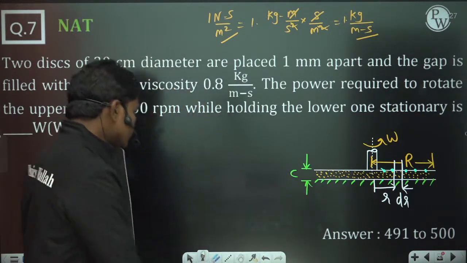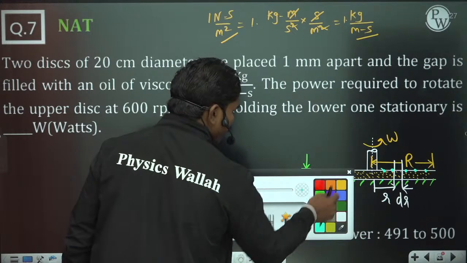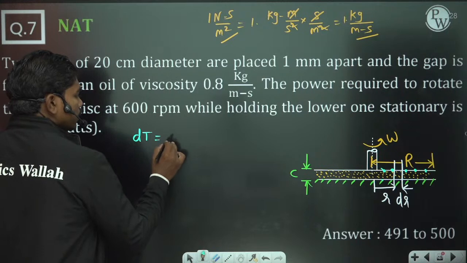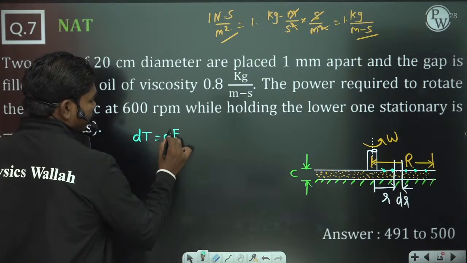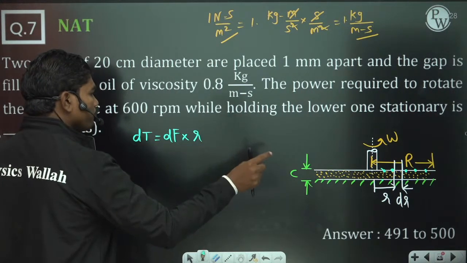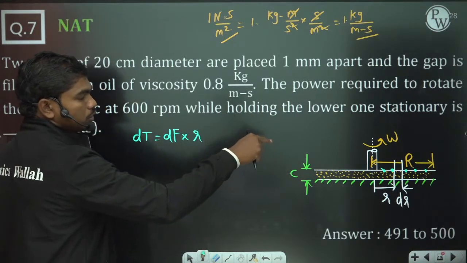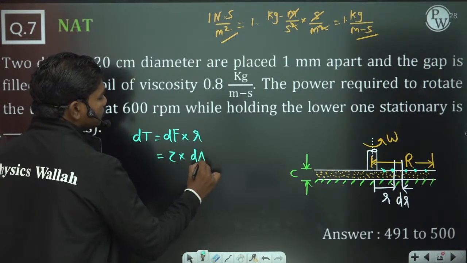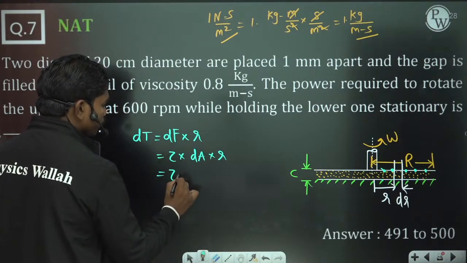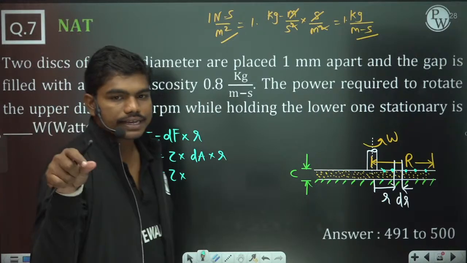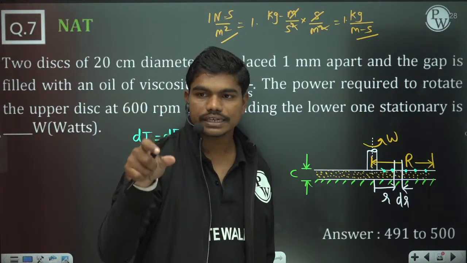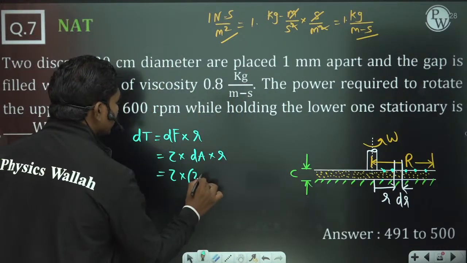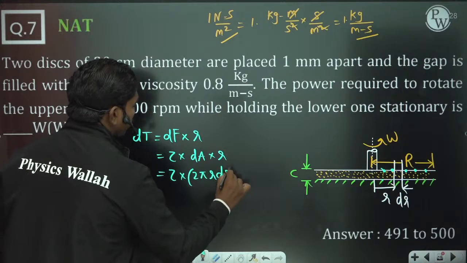Now the torque required, dT, for the rotation: torque is force dF into radius, the small amount of force you need to apply on that section to rotate it, into radius r. So what about dF? It is tau into dA into r. And what is dA? If you take a small strip of radius r with thickness dr, the area of the strip in contact with the oil is 2 pi r dr.